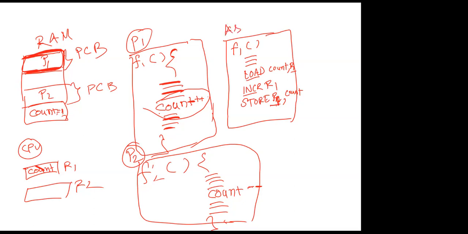Okay, if you implement this kind of increment by using machine assembly code, you need to write this kind of instruction. Okay, 3 instructions, but in a high level programming language, 1 line is fine. For assembly code, you need to write these 3 lines.